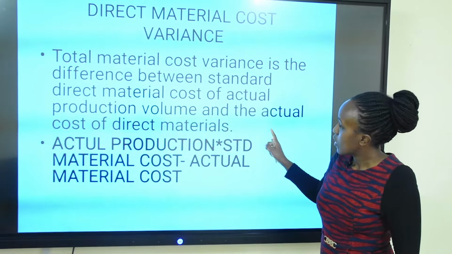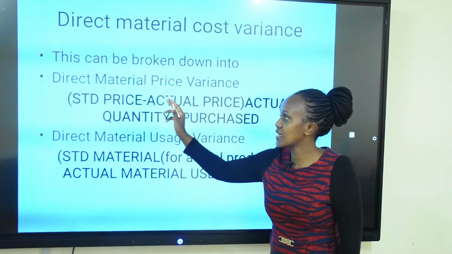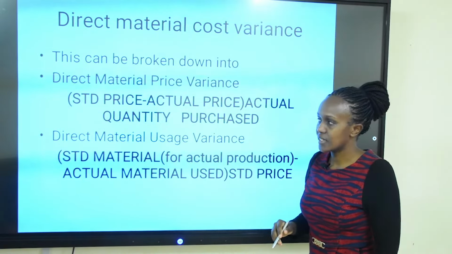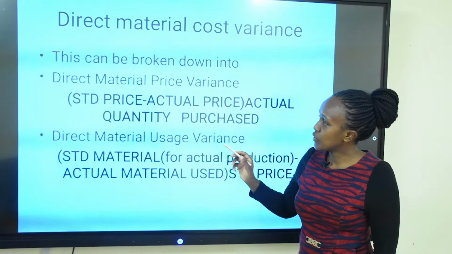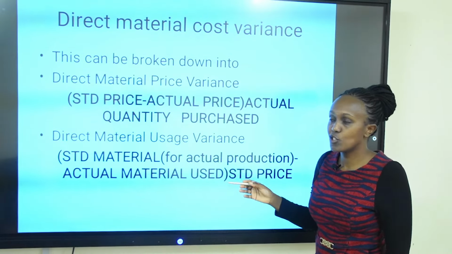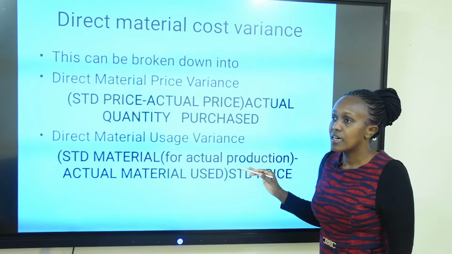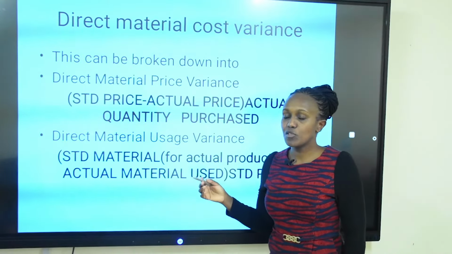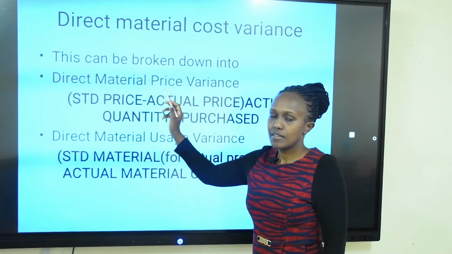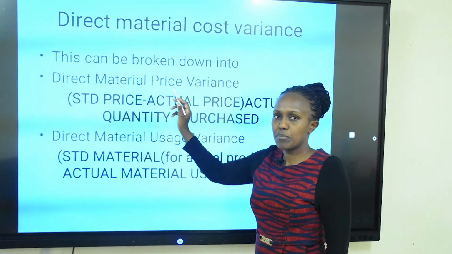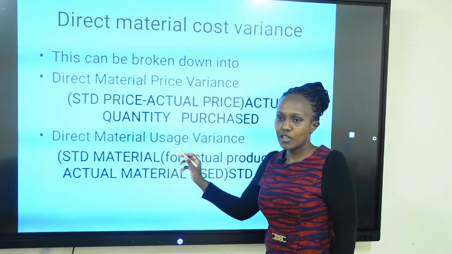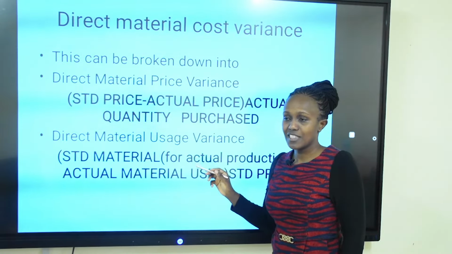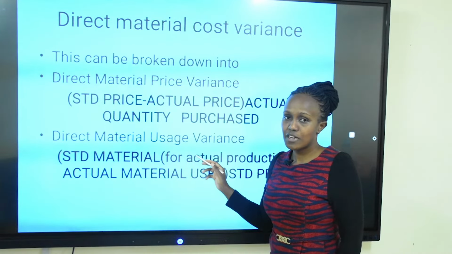Alternatively, we can break down this variance into two. We can break it down into the material price variance and the material usage variance. So for example, you are planning to use a certain cost for materials and you have used a certain cost for materials. The reason why there is a difference or a variance would be as a result of the price. Maybe you bought the materials at a higher price than what you are expecting. Or it could also be as a result of usage. Maybe you used more materials than what you had estimated or what you had expected.